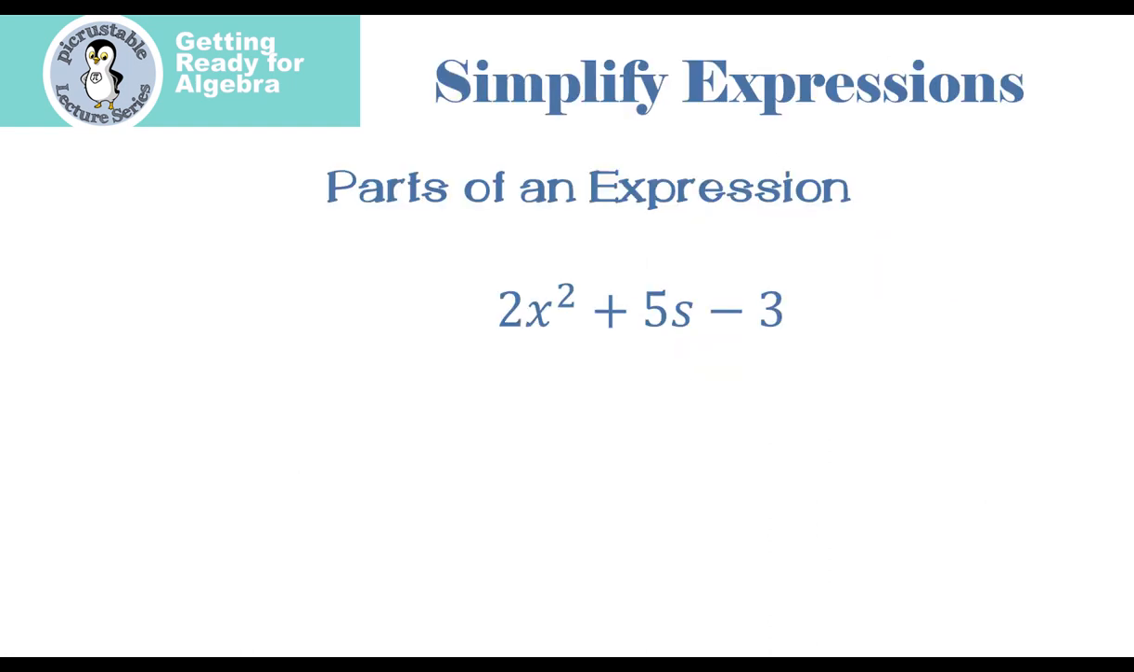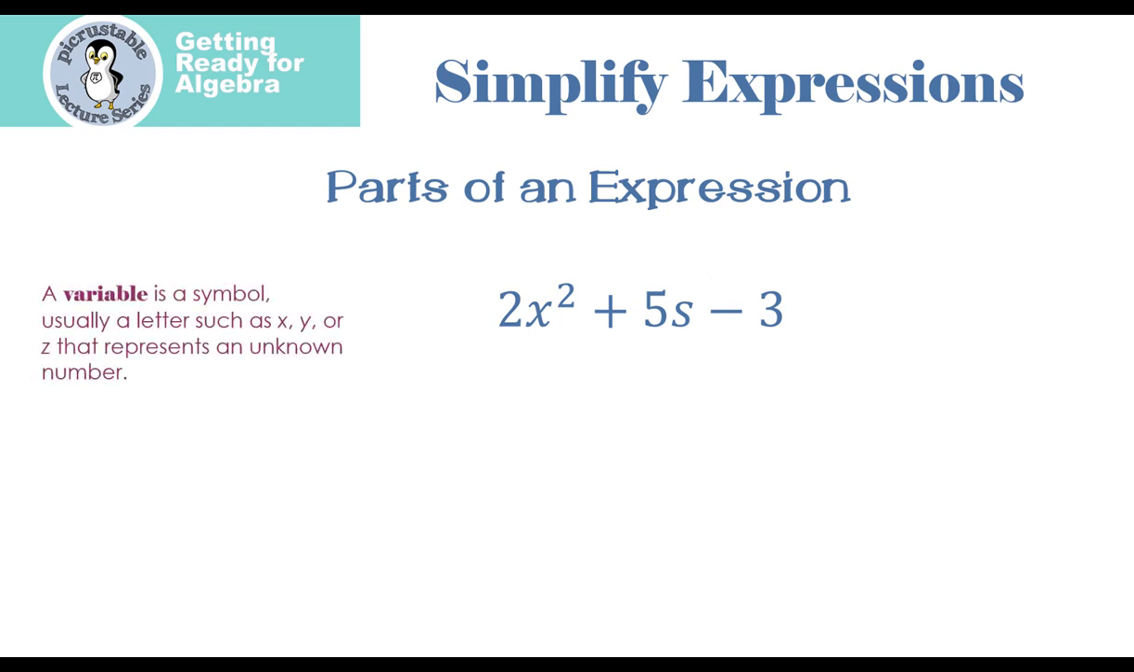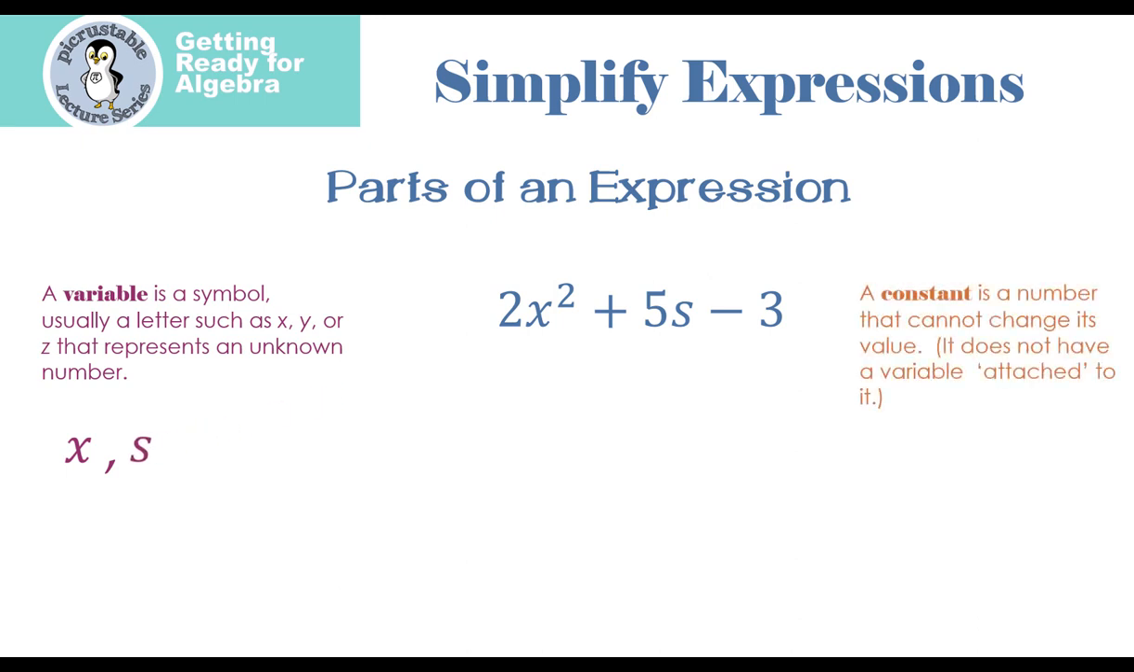First, we have to define the different parts of an expression. A variable is a symbol, usually a letter like X or Y or Z, that represents an unknown number. X is a variable. S is also a variable. A constant is a number that cannot change its value. It does not have a variable attached to it. In our example here, -3 is a constant.